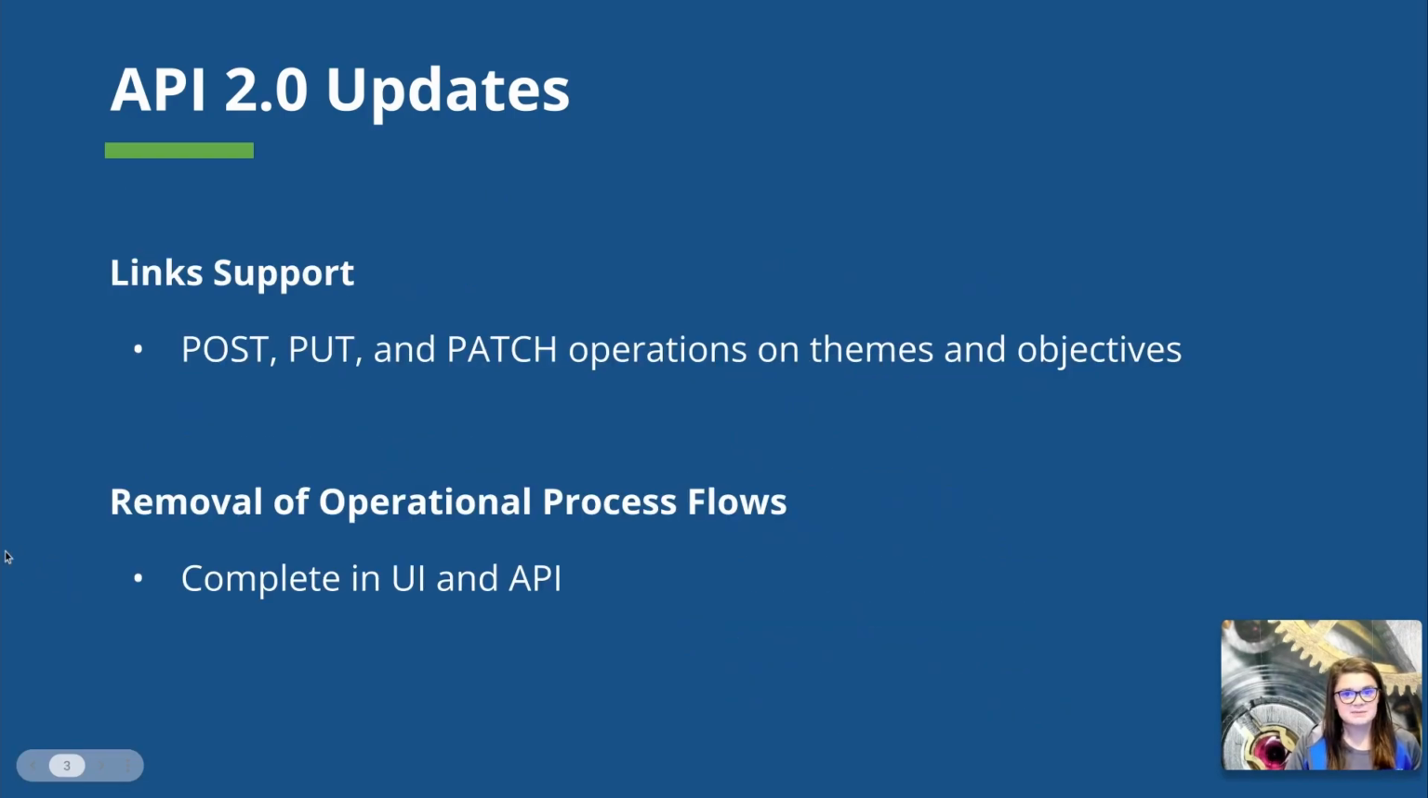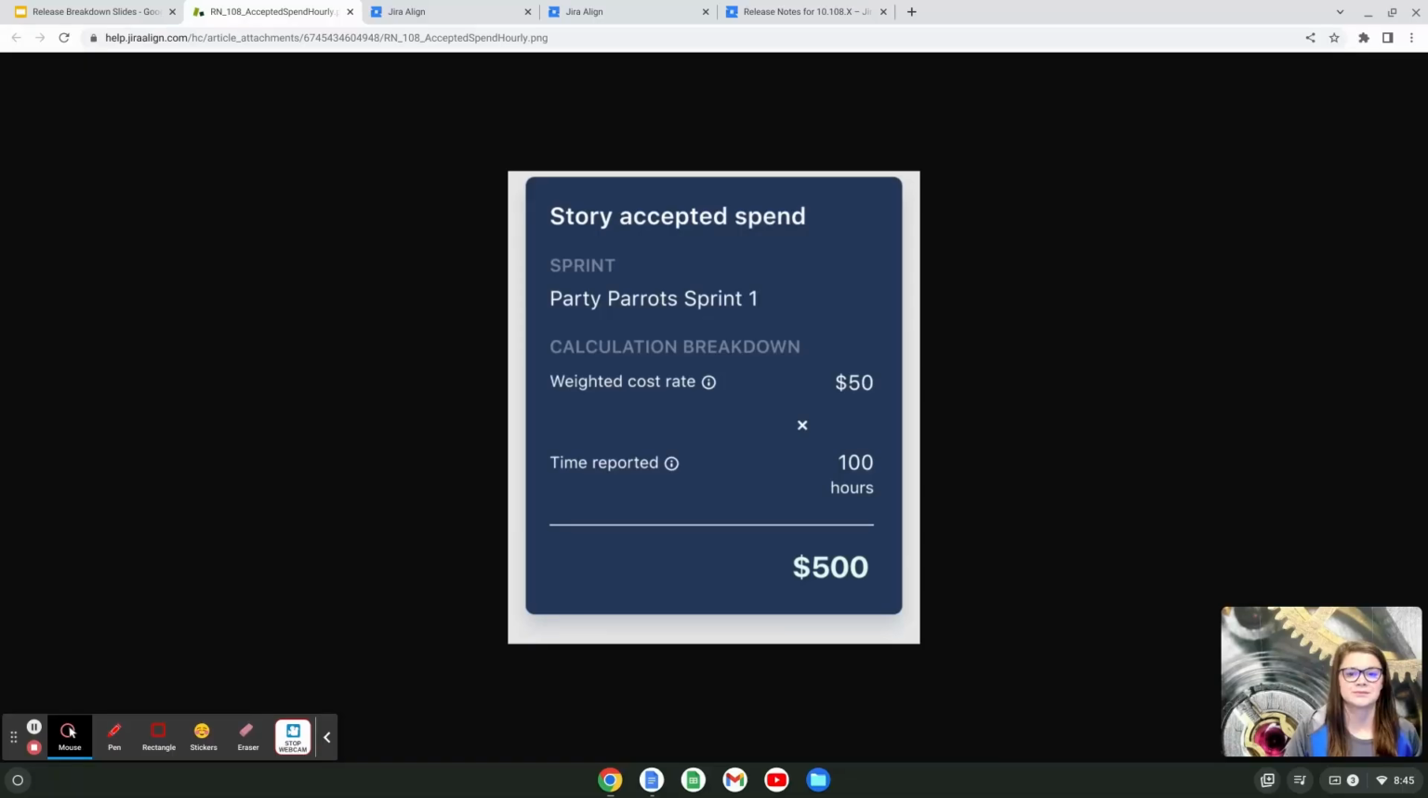The Jira Align development team has also added the post, put, and patch operations for the links details section on the details panel of themes and objectives, and they finalized the removal of operational process flows. So developmental process flows do still remain in the system, and for more details about this removal of operational process flows, do check out our previous release update video where we talked more about the details around this. Now let's go ahead and jump into Jira Align and talk more about the updates from there.